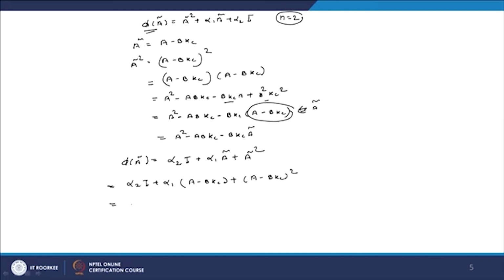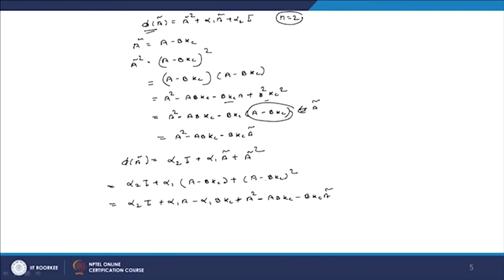Now we solve these equations, we will get alpha 2 into I plus alpha 1 into A minus alpha 1 B into Kc plus, now this is A minus B Kc square. So we can write this as A square minus A B into Kc minus B into Kc into A bar.